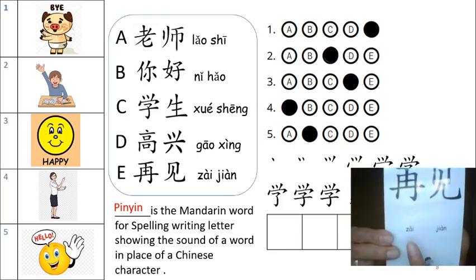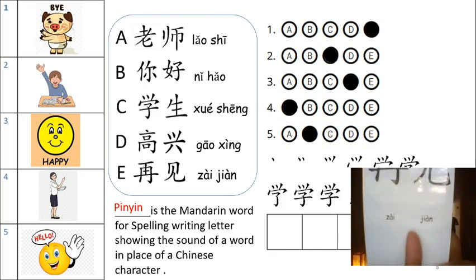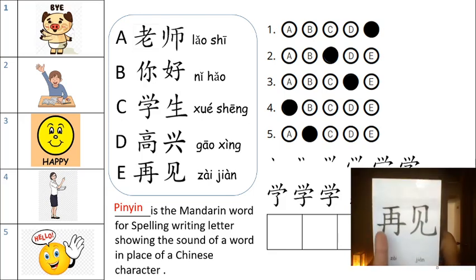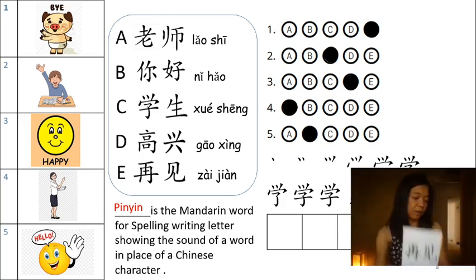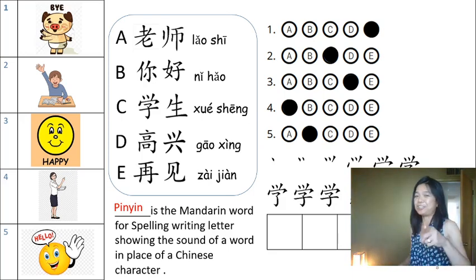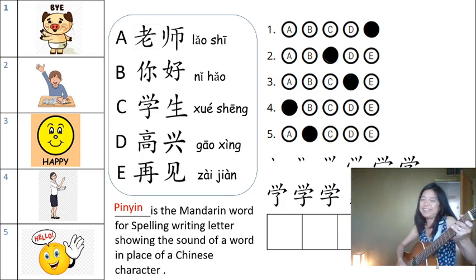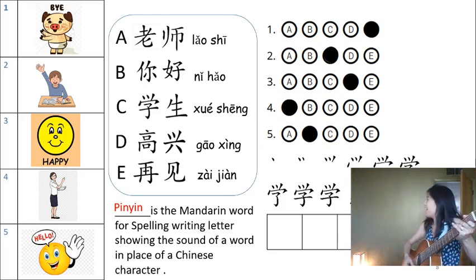Ready? 再见. Let's sound it. Ready? 再见, 再见. All right. So, 再见学生. How about let's sing it? All right, 再见, okay? All right. 再见学生. 再见了.